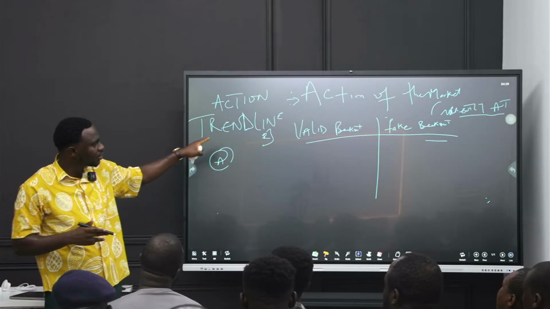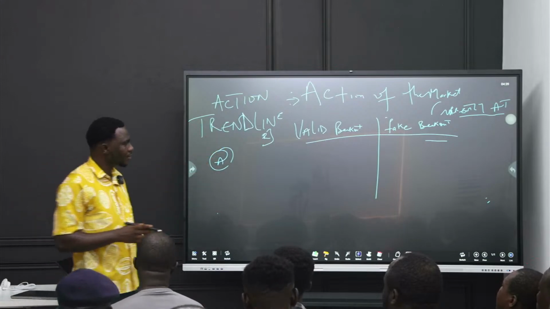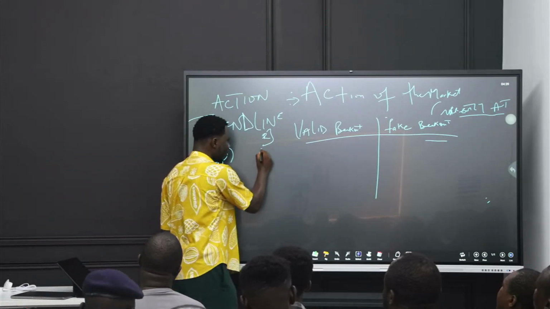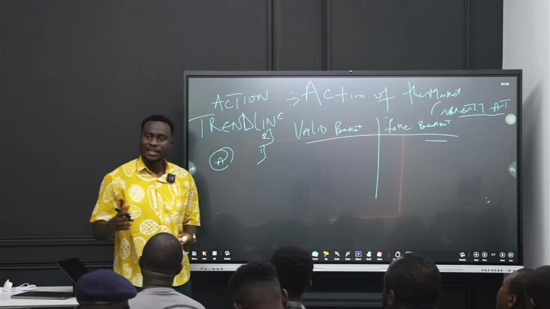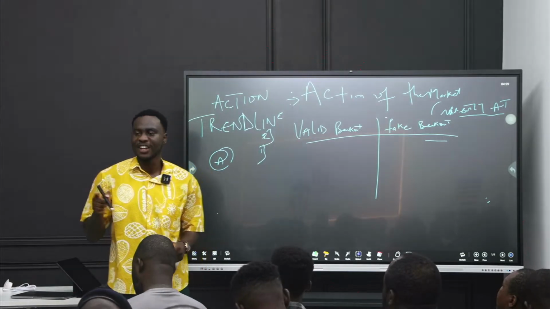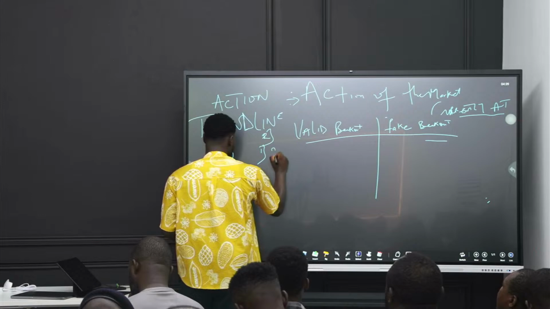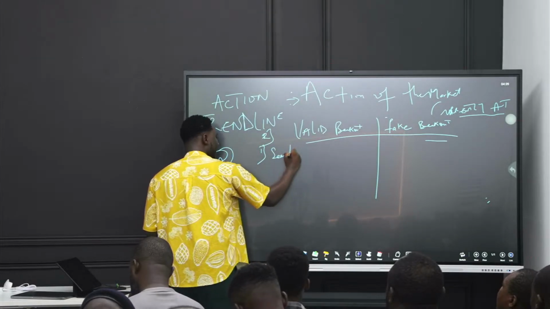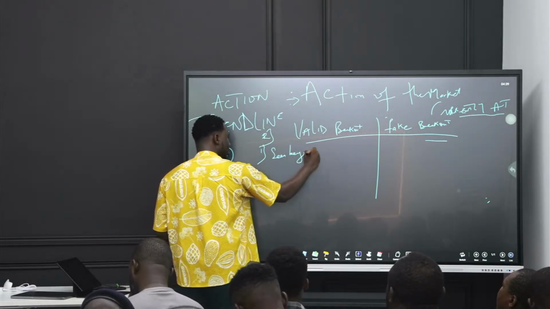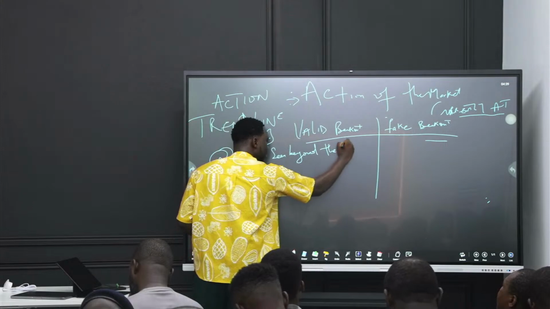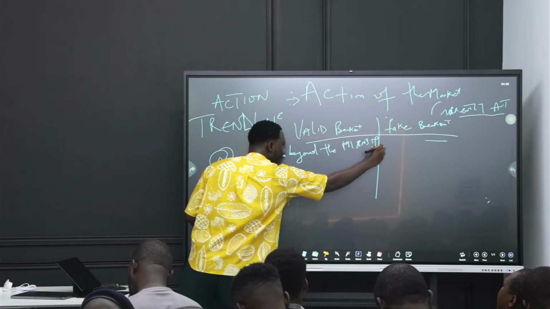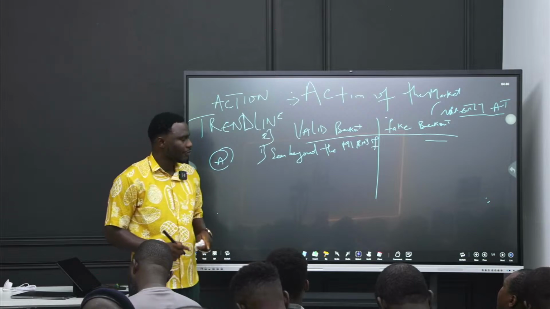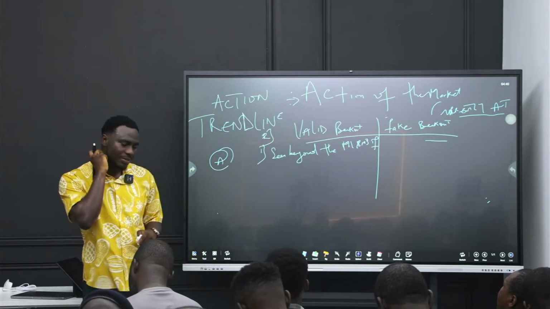So to differentiate between a valid breakout and a fake breakout, one of the first criteria is that for it to be valid, it has to be seen beyond the 1 minute and the 5 minutes time frame. For a breakout to be valid, it has to be seen beyond the 1 minute and 5 minutes time frame.